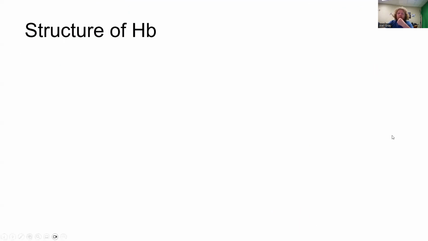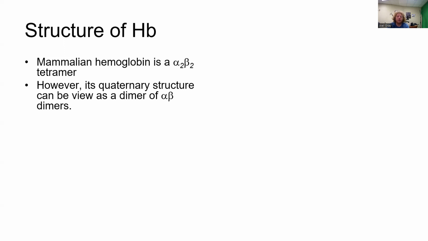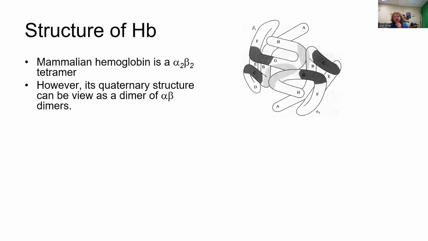So, the structure of mammalian hemoglobin is an alpha 2 beta 2 dimer. So it's two alpha subunits, two beta subunits. And this is also known as an alpha beta dimer, or sometimes referred to as a dimer of dimers. It's an overall tetramer. And here what we see is the alpha subunit and the beta subunit interacting with one another.